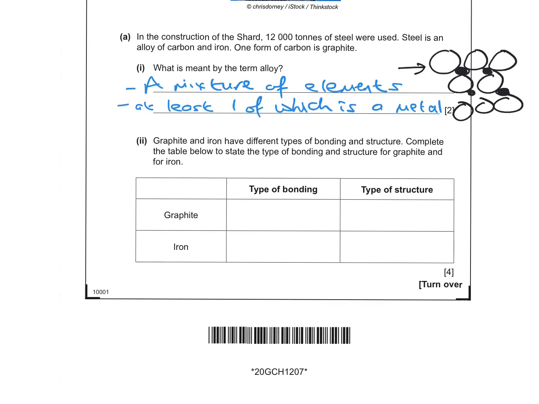On to part 2 then. Graphite is a giant covalent structure. So the bonding in it is covalent. It's not giant covalent. And the type of structure then is giant covalent. Iron is a metallic substance, so the metallic bonding is going to be present. And the structure, we can just say metallic. You can say metallic lattice.